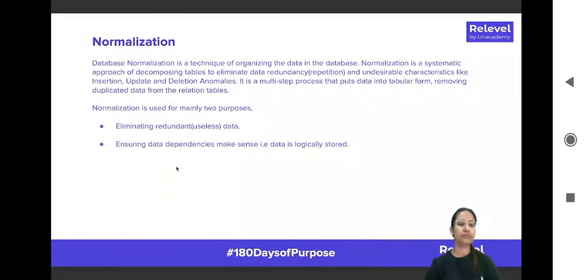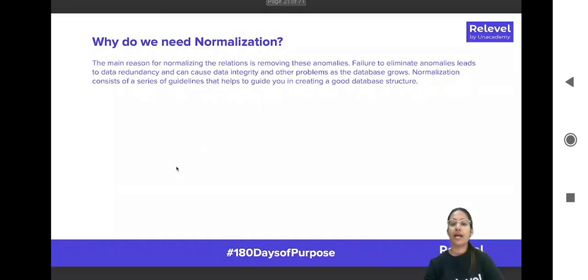Okay, all right. Again, to answer the very important question about why we really need normalization, the main reason for normalizing the relations, which is another word that we use for tables, is to remove these anomalies. Failure to eliminate these anomalies actually leads to data redundancy and can cause data integrity and other problems as the database grows.